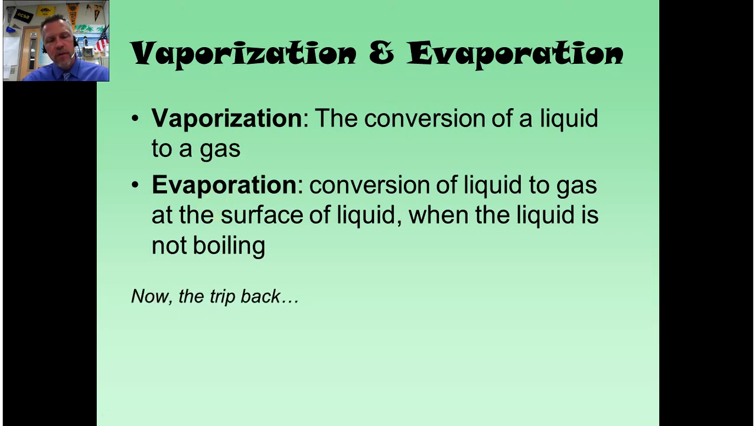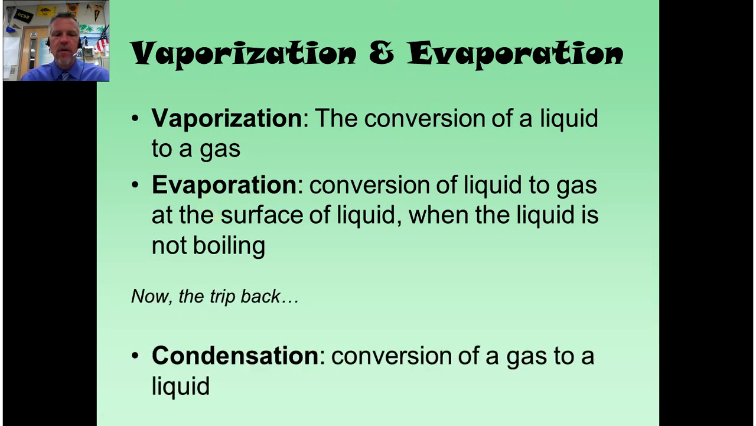And now to get a gas back to a liquid, it's called condensation. Condensation is the conversion of a gas to a liquid. And you've all experienced that if you ever had a glass of cold water sitting on the tabletop at home and the outside of the glass gets wet. That's because water vapor in the air is condensing onto the very cold ice water glass.